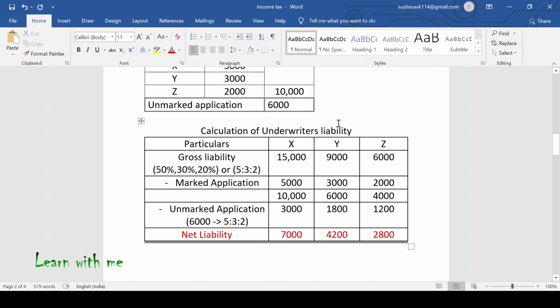Please don't leave this chapter. And in the next class, we will be starting the next concept of firm underwriting and underwriting liability. So it is also a very easy, simple problem where you can score 14 marks easily. So we will start it in the next class.